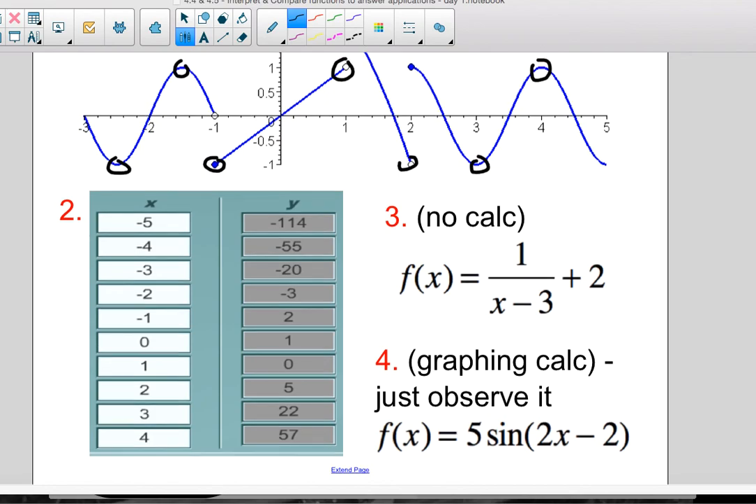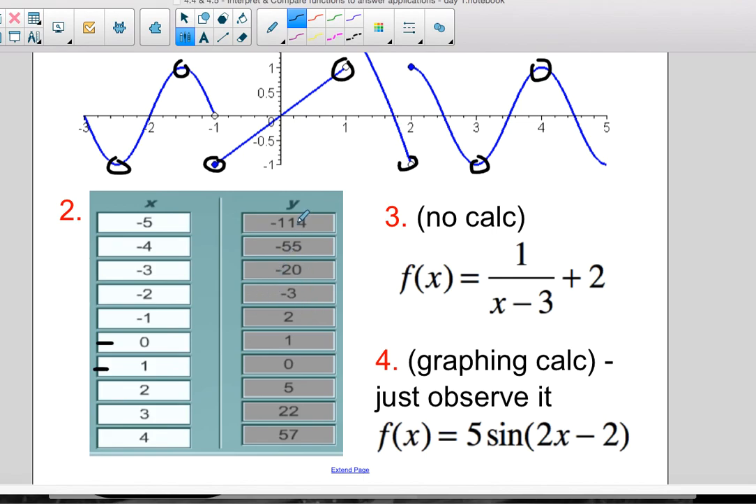Now with the second one, what we have is kind of a table. So intercepts, you can see an intercept right here at 1, 0. Certainly intercepts there. You could see there's probably another one in between here. If it goes from -3 to 2, assuming it's continuous, you're going to have another intercept in between there somewhere too. But you just don't see it here in the table.